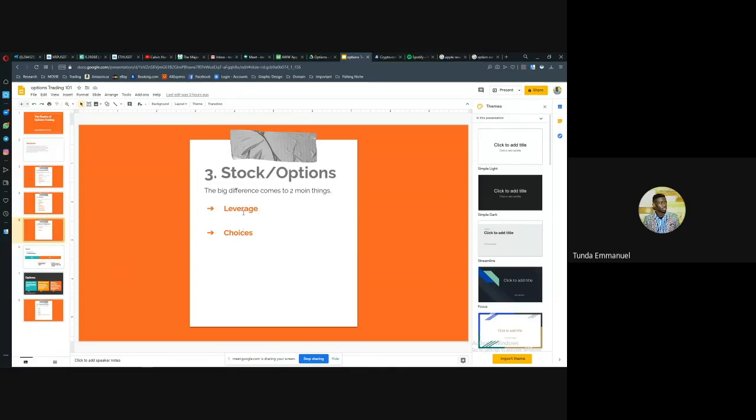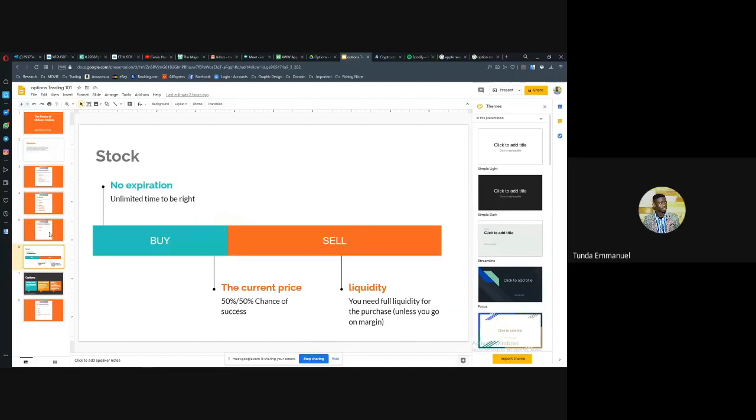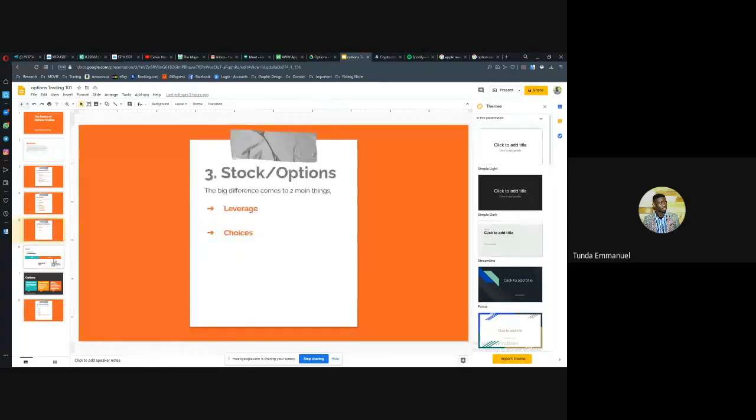What I mean by that is, when you're buying a stock, you can only buy up to the money that you have. But when you're buying an option, you pay a premium, but you control up to 100 stocks, or 100 times your premium. So it's kind of trading at 100 times your money.